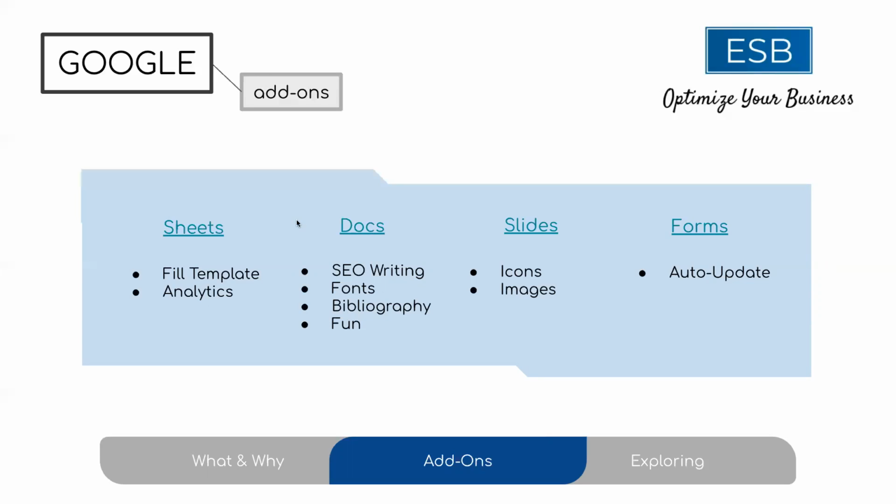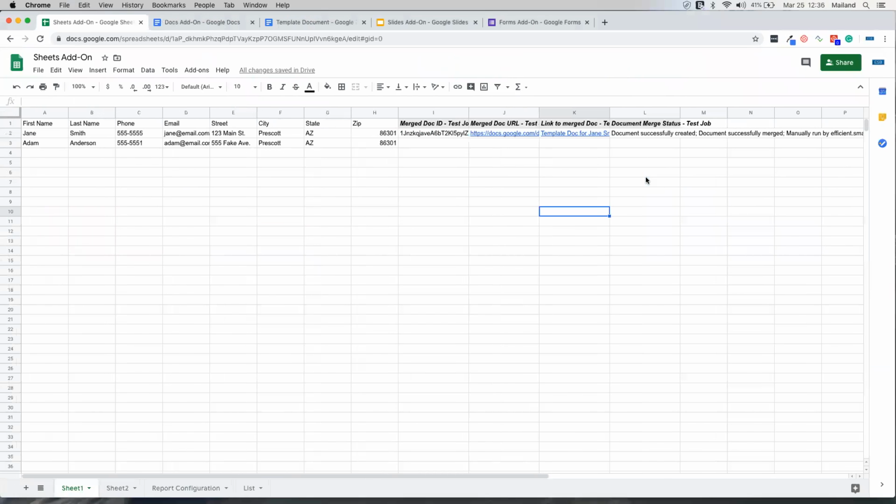Keeping in mind that this list here that I've put together, this is a very small list. There are thousands of add-ons that you can get that do any number of things. These are just to give you an idea as well of what you can accomplish. All right, so Google Sheets. First thing here is we're gonna do template filling.